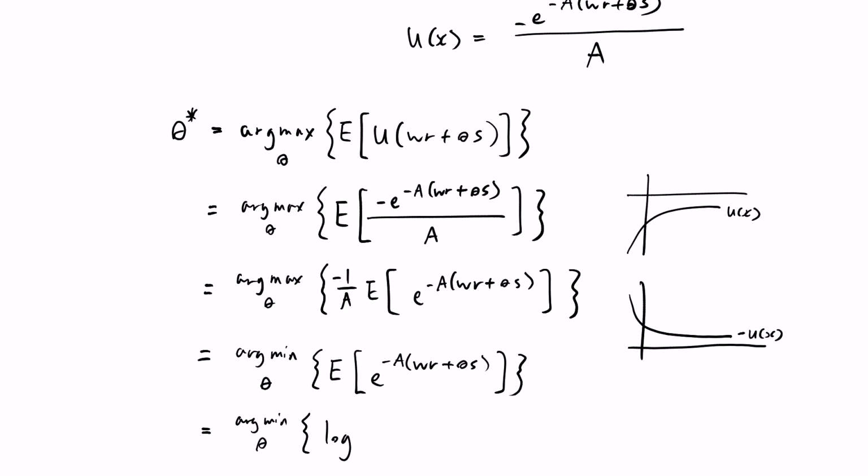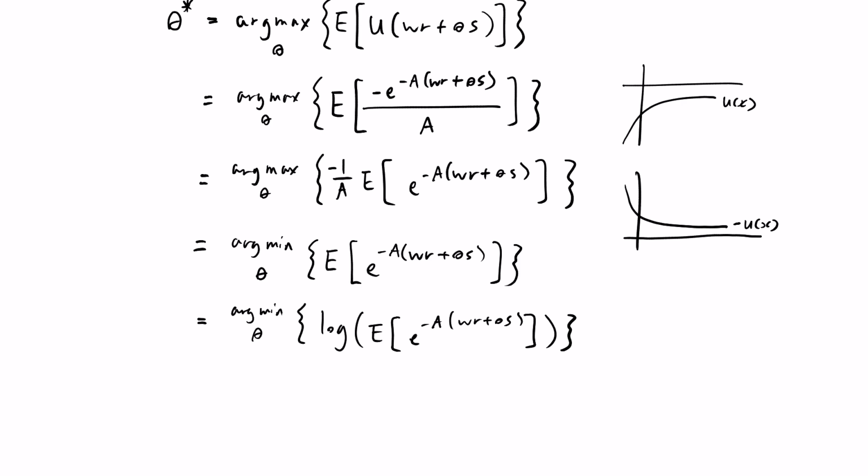So, we can do this. I'm going to take a log of the expectation of e to the power a(WR plus theta s). This is because utility is preserved under strictly monotonic transformation. Doesn't matter, just scale. Basically, the idea is you're just scaling things up. It doesn't actually affect anything.